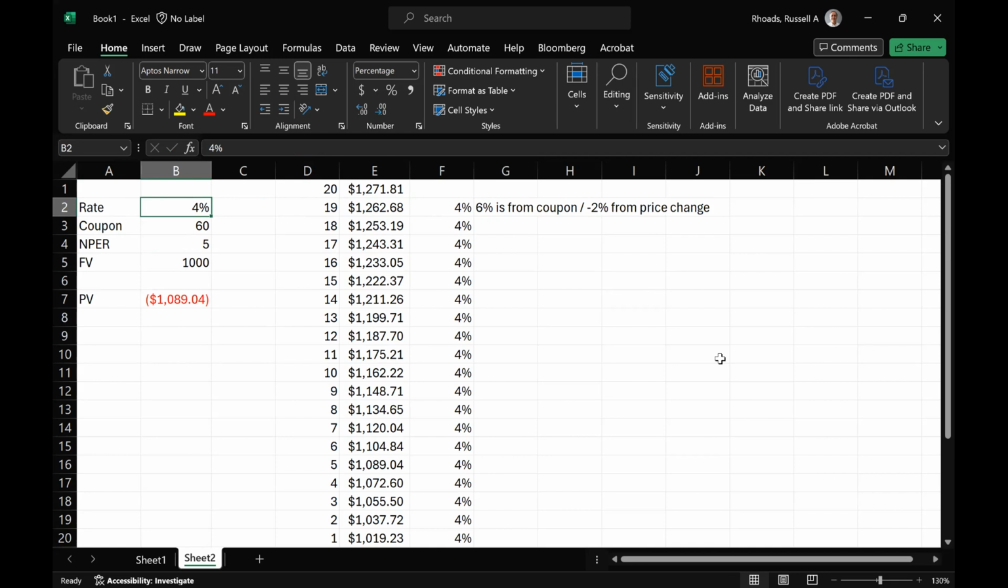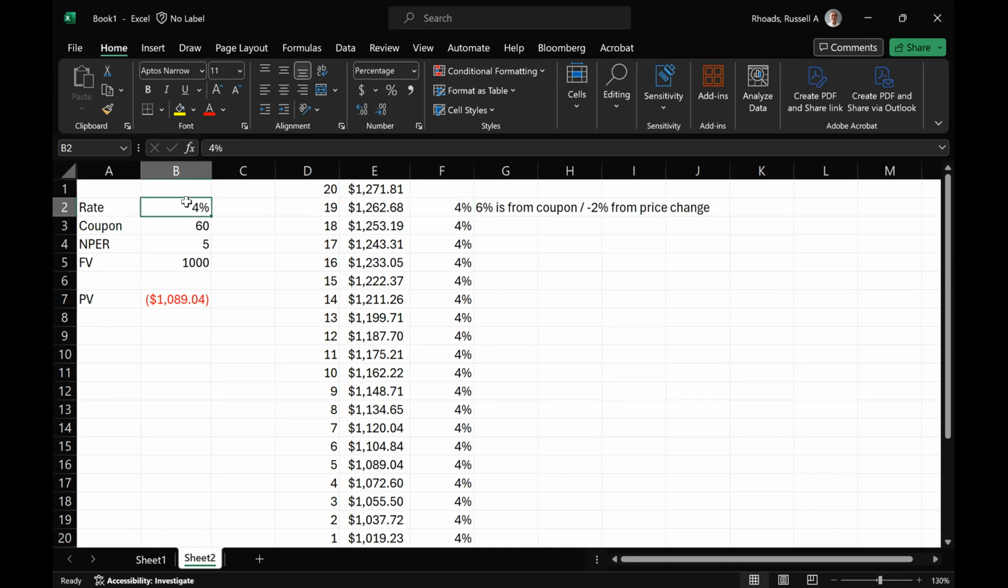Well, and not all of it is. Keep in mind that we're not selling the bond each year, it's kind of like the gain and loss on a stock that we haven't sold yet. We lost 2% on the price of the bond on a year-over-year basis, but we got 6% from the coupon. So over time, your annualized return if you hold this thing is 4% a year.